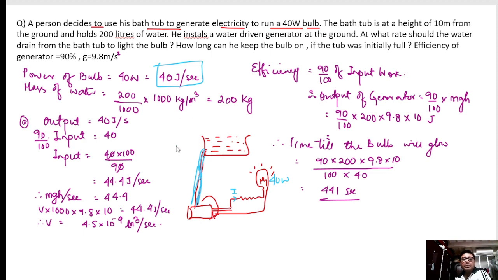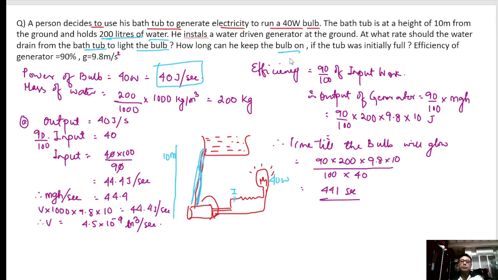Now the bathtub is at a height of 10 meter, and it is holding 200 liters of water. They are telling at what rate should the water fall so that the bulb gets lighted, and how long will the bulb be lighted on.